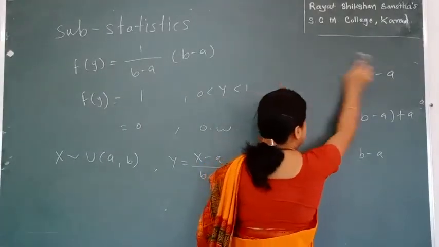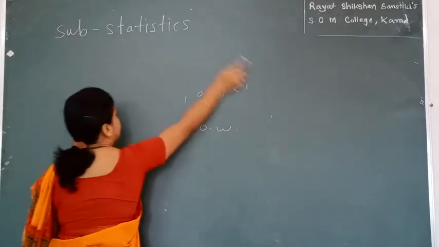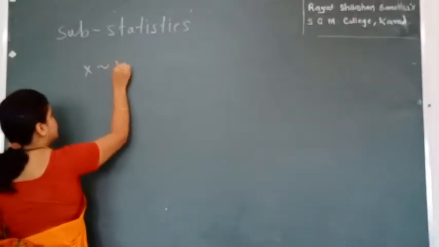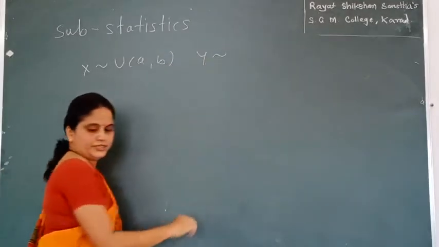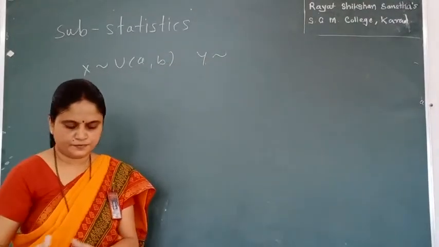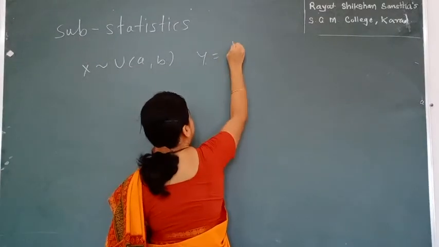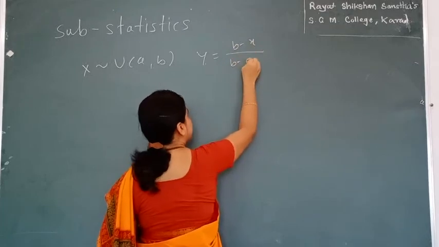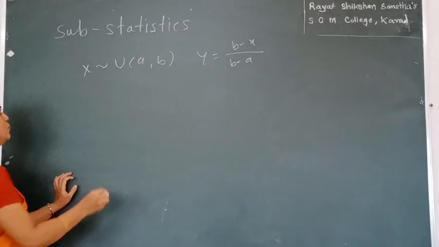Now using the same method, I can have the second problem as: if your x again follows uniform a comma b, then what is the distribution of y which is equal to b minus x divided by b minus a? With the same method I can find this distribution. So let me find it.